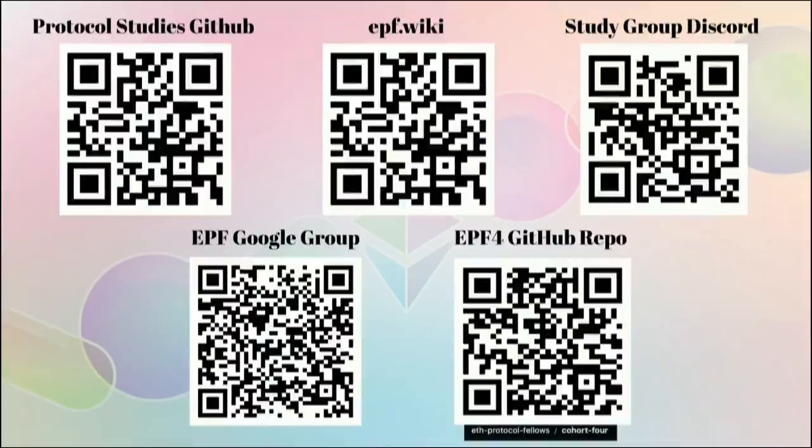Here are the myriad of QR codes that you can utilize to find out more information. The protocol studies GitHub, the wiki, the Discord for the study group, the EPF Google group, which is sort of our mailing list of sorts, and then the repo from the 4th cohort of the fellowship.